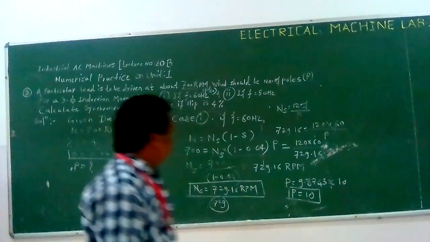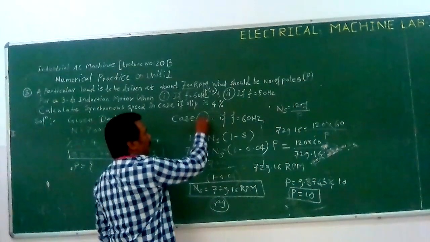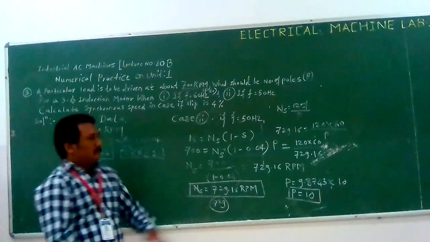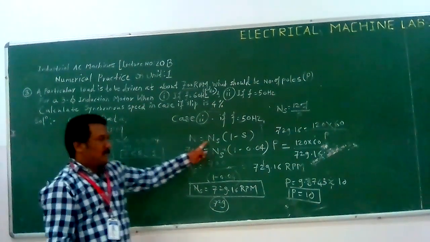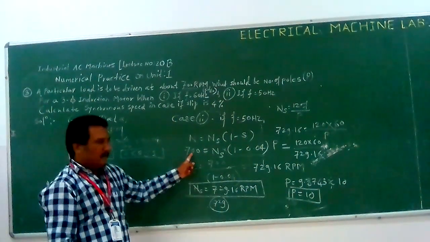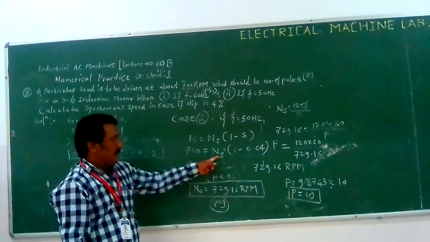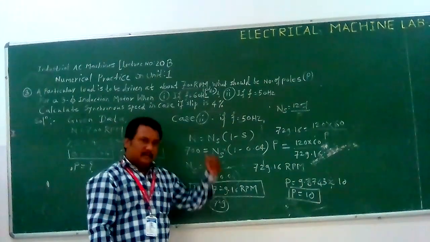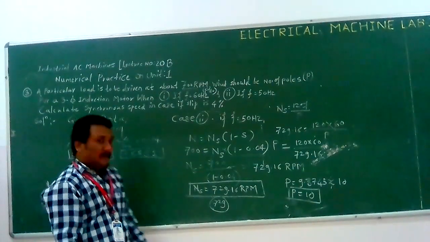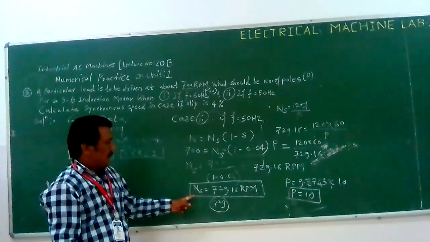Now consider case 2, frequency is now 50 hertz. By using the actual speed and slip formula, N is equal to Ns into (1 minus S). N doesn't change here, only frequency changes. N is 700 rpm, Ns into 1 minus 0.04. Slip is constant in both cases; here the assumption should be made that slip is constant. Then simplifying the expression, we again get the synchronous speed.